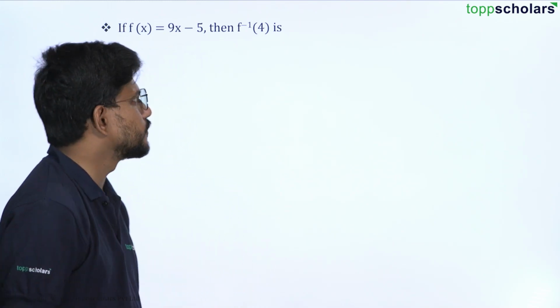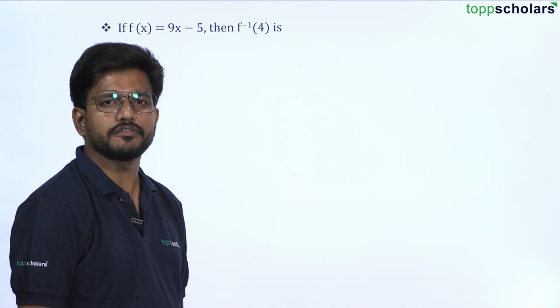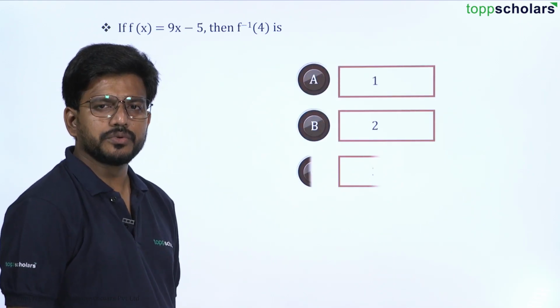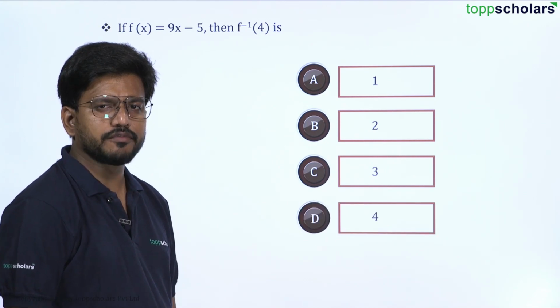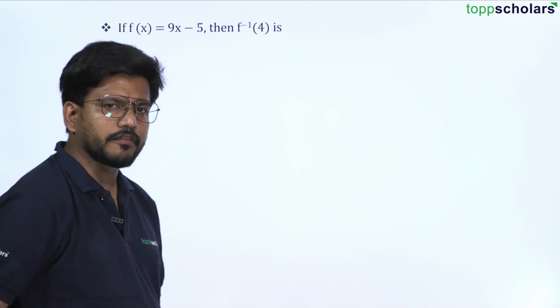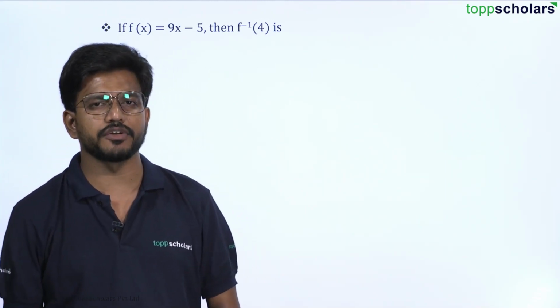Our first question is f(x) is given as 9x minus 5 and we have to find out the value of f inverse 4. The options are 1, 2, 3 and 4. Let us see the solution for this. See, we have been given the value of f(x) as 9x minus 5 and we need to find out the value of f inverse 4.